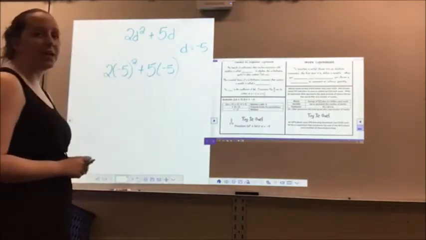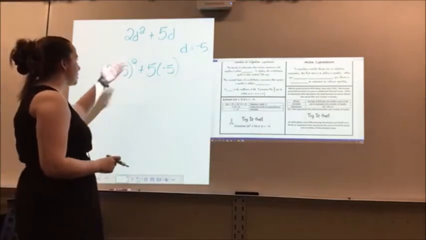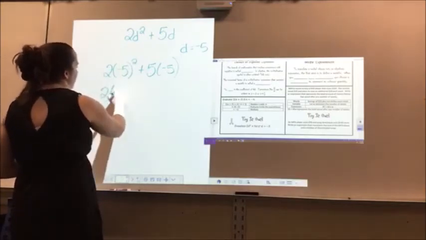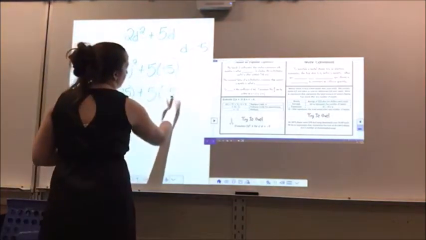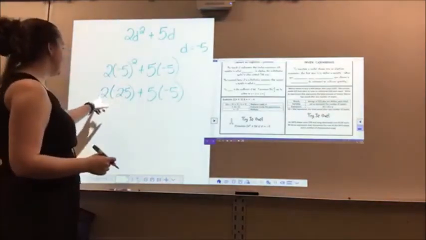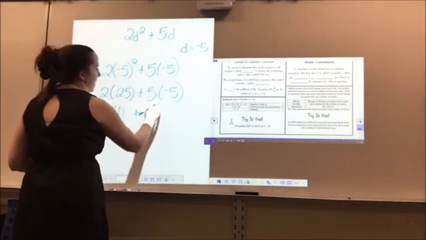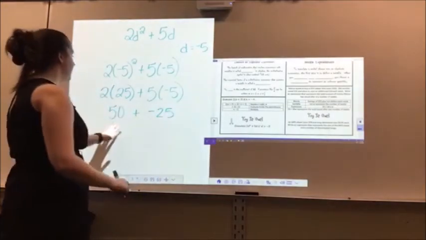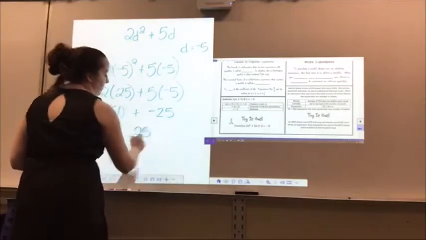Now I need to use my order of operations. So I do negative 5 squared first. Negative 5 times negative 5 is a positive 25. 25 times 2 gives me 50. 5 times negative 5 gives me a negative 25. 50 plus a negative 25 gives me a positive 25.